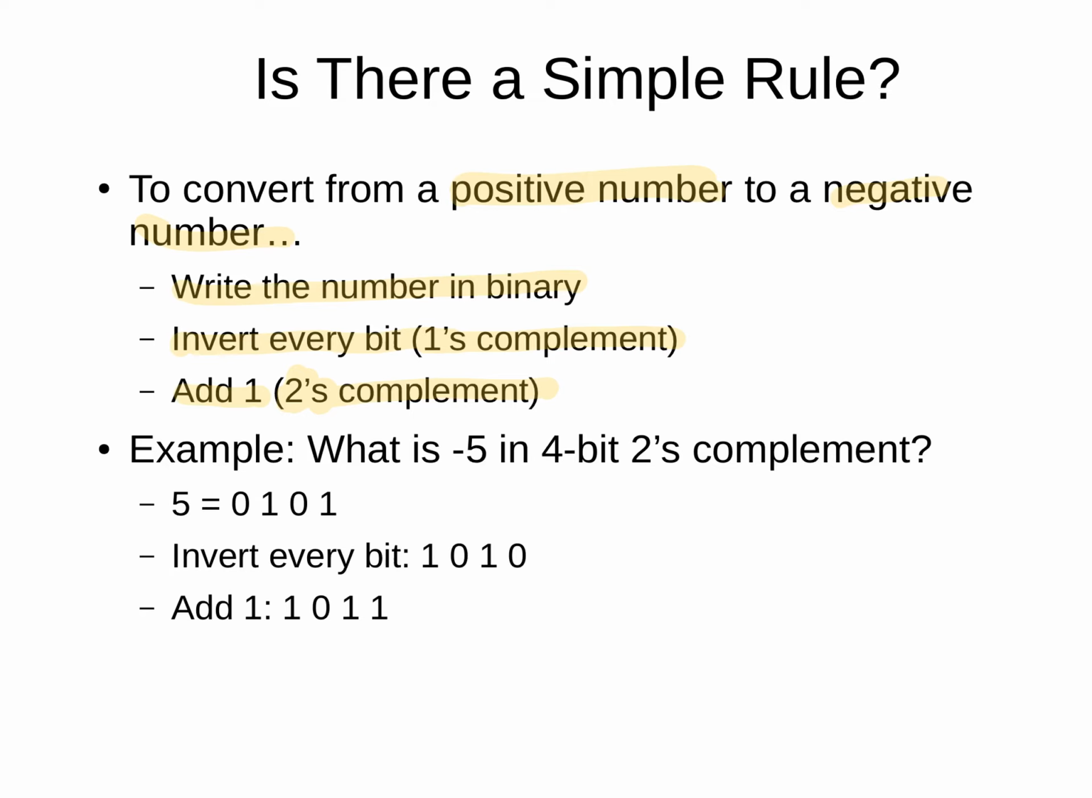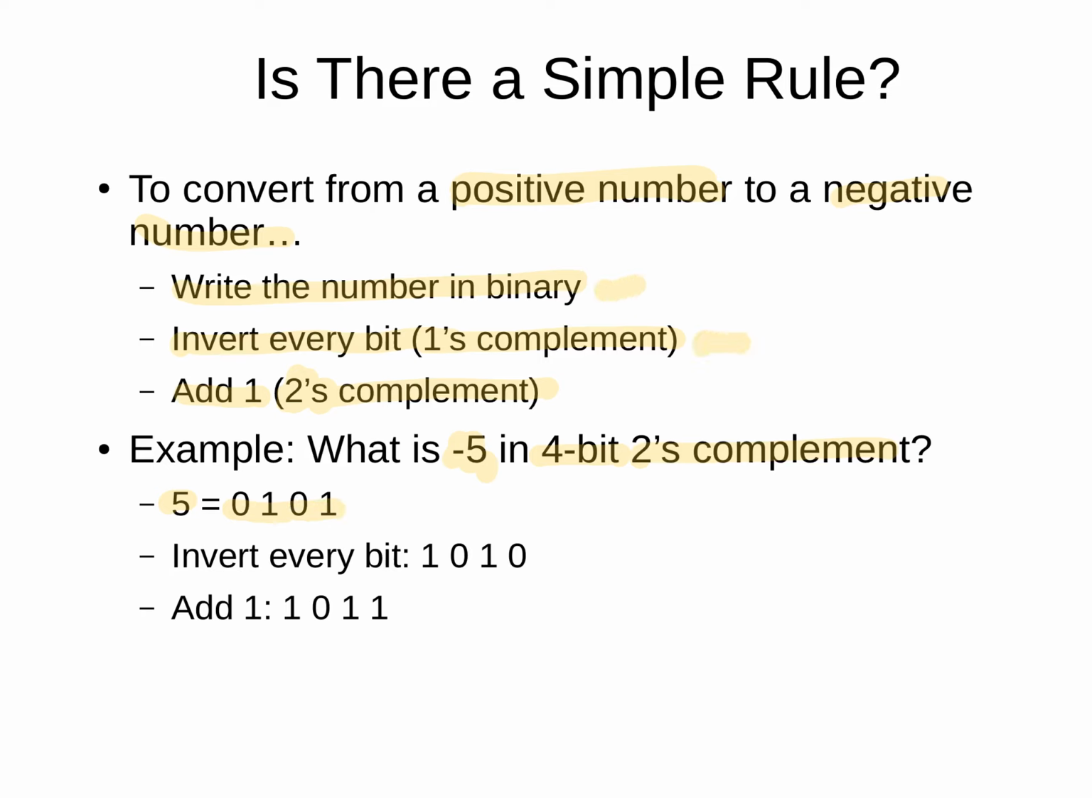So here's a simple example. I want to express -5 in 4 bits using 2's complement notation. I start off and write down the positive version. 5 is given by 0, 1, 0, 1. That's the first step. Now the second step is to invert every bit, so I get 1, 0, 1, 0. And then the last step is I just add 1, so I get 1, 0, 1, 1.